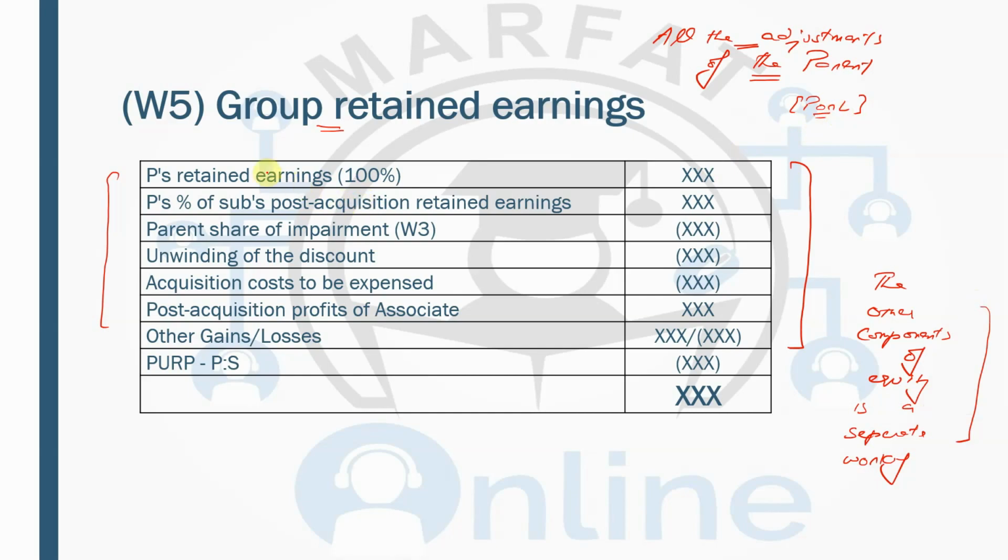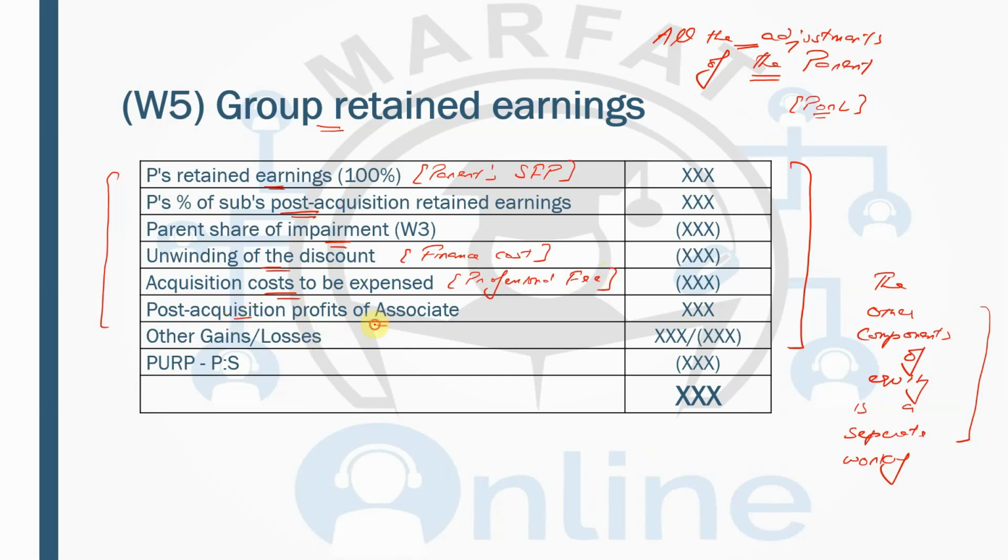So how are you going to calculate it? First of all, you will take the parent's retained earnings from the parent's individual statement of financial position. And then you will add the parent share of the post-acquisition. Then you will deduct the parent share of impairment. Again, you see impairment is a loss which should be treated in profit or loss. That is why we are treating it over here. Similarly, the unwinding of discount, which was the finance cost. Acquisition costs to be expensed out, such as due diligence fee and professional fee. They should be expensed out, not capitalized.